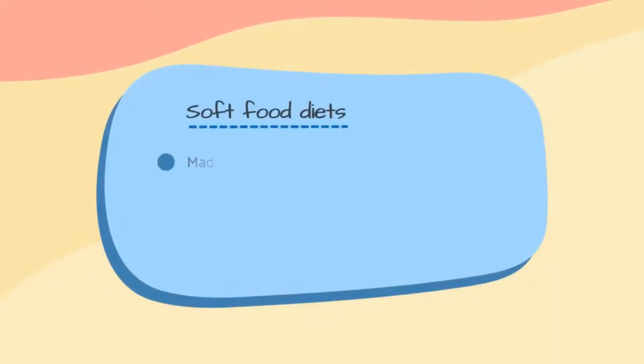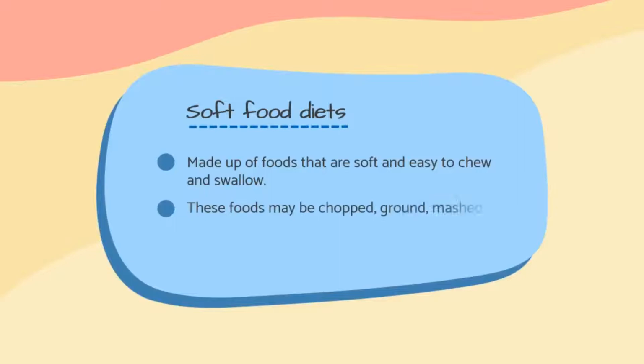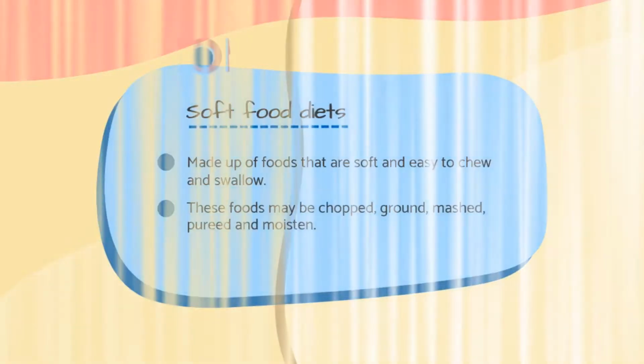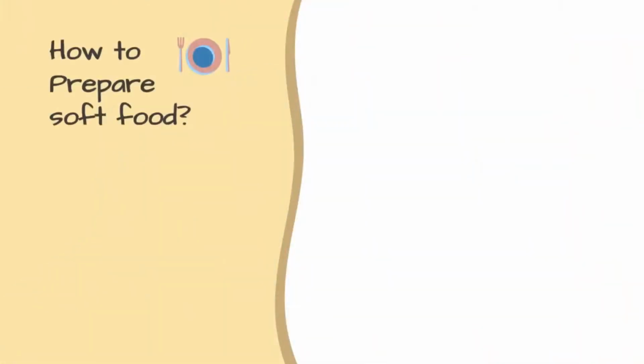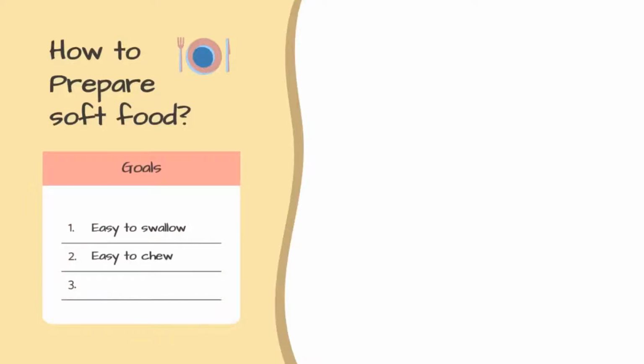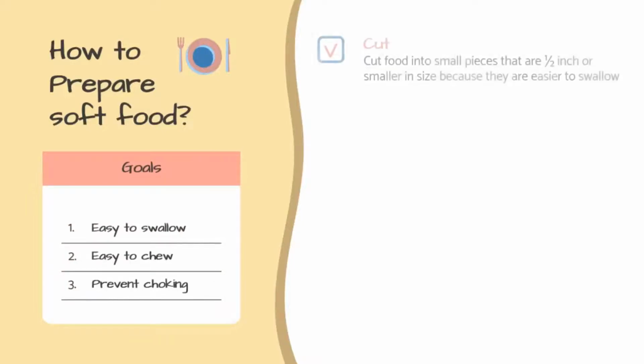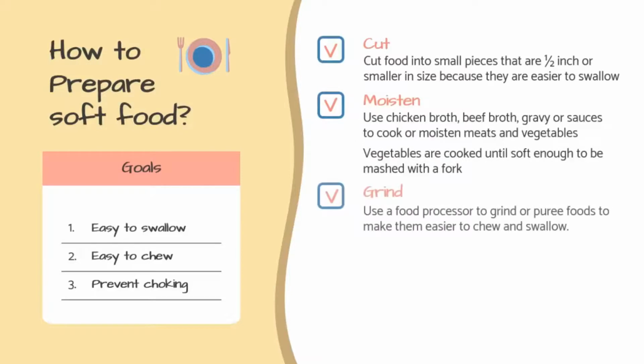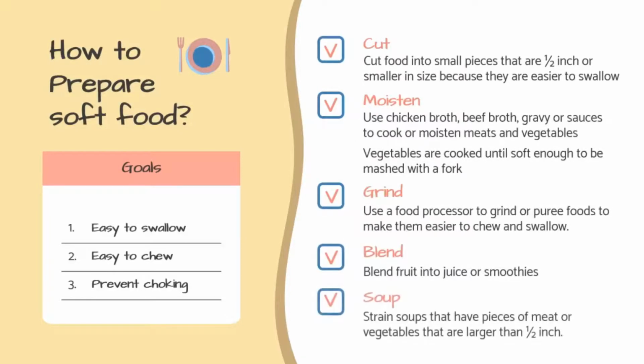Soft food diets are made up of foods that are soft and easy to chew and swallow. These foods may be chopped, ground, mashed, pureed and moistened. How to prepare soft food: easy to swallow, easy to chew, prevent choking. Cut. Moisten. Grind. Blend. Soup.